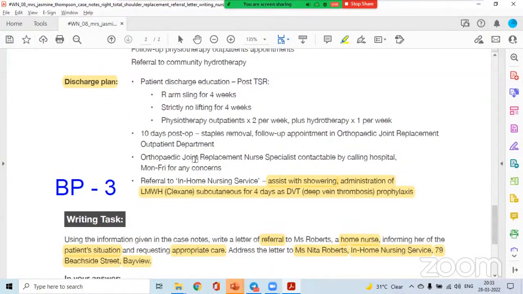So joint replacement, orthopedic joint. If any emergency is there, you can contact them from Monday to Friday. That means weekdays. Then next one, staples removal. Staples removal after 10 days. Staples removal after 10 days. This is also important.